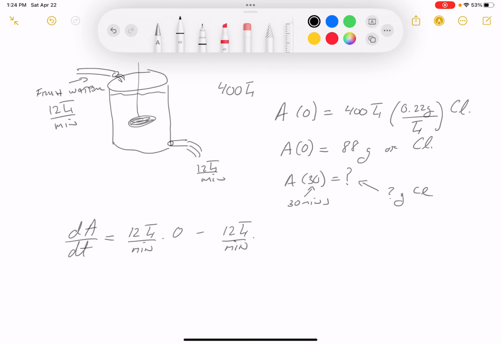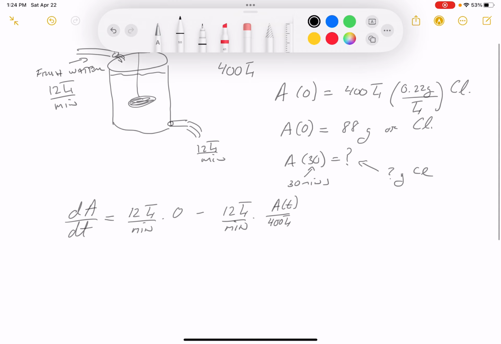uniformly mixed, by the way. It's really mixing very efficiently. And what's that going to be? Well, how much chlorine is there? It's going to be A(t), the amount of chlorine at time t, divided by 400 liters. Now looking at it, it really doesn't look that bad. I'm going to get rid of the units to make it a little easier to deal with. So dA/dt, well, this first term is 0. And then I get 12 divided by 400, so 12 divided by 400.